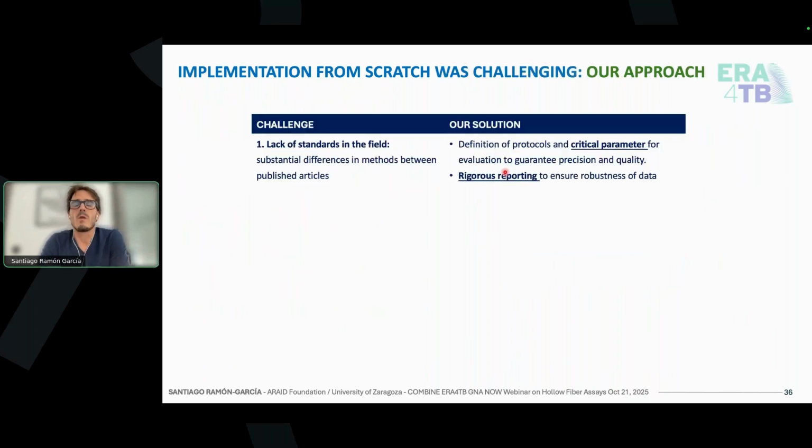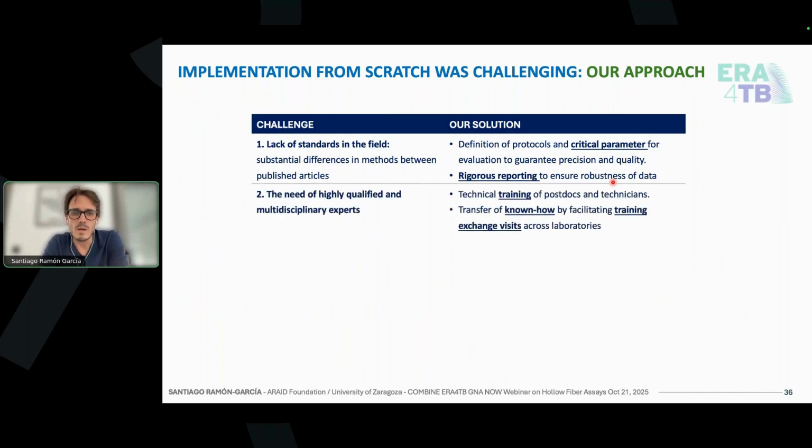But what was our approach for this implementation? So the first challenge, as I said, is the lack of standards in the field. So we tried to go very deeply and in detail with protocols and critical parameter definitions, and a rigorous reporting. So our work is robust data that could be used for replication and to build up future activities.